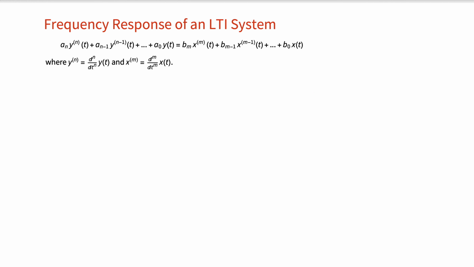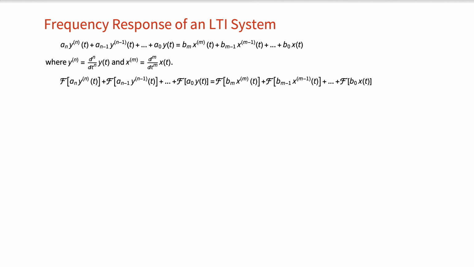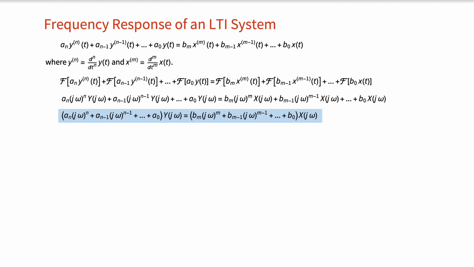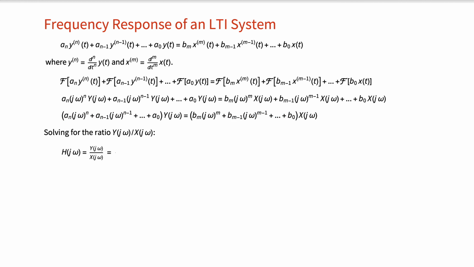As we have seen before, filters are modeled by linear constant coefficient differential equations. Given in the general form shown here, y of t and x of t are the output signal and the input signal respectively, and y^(n) is the nth derivative of y of t. Now, if you take the Fourier transform of both sides of this differential equation and use the Fourier transform differentiation theorem, we can get the differential equation in the frequency domain as shown here. We can then solve for the ratio of Y of j omega over X of j omega and get the frequency response as shown in this expression.